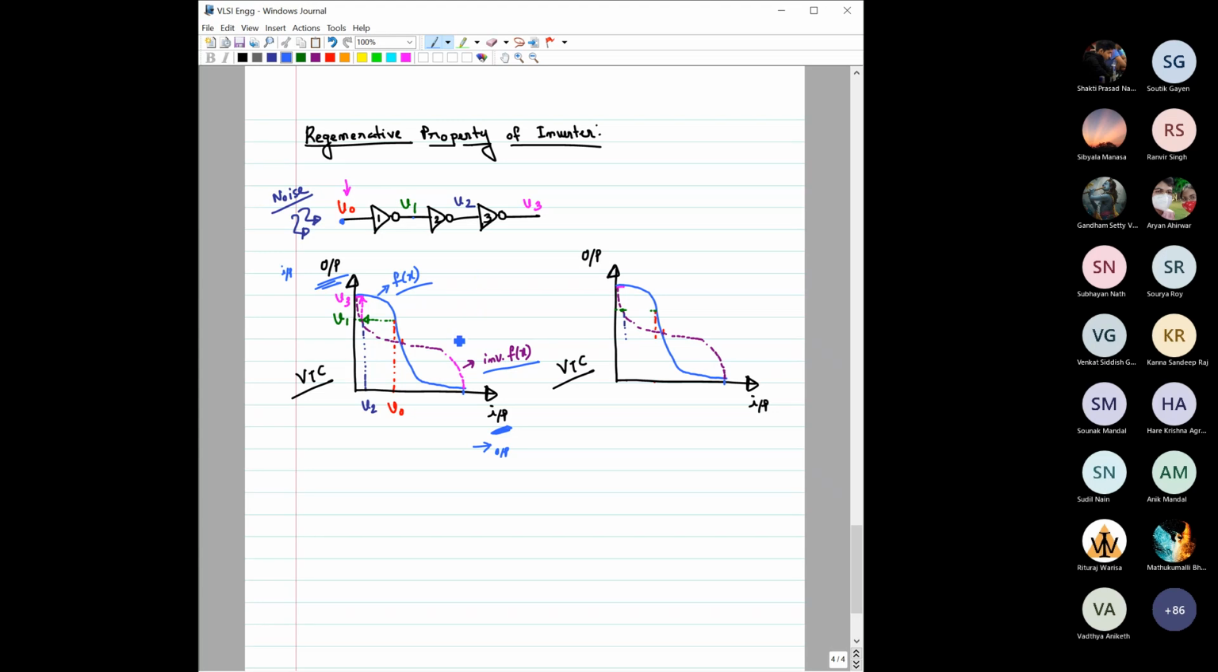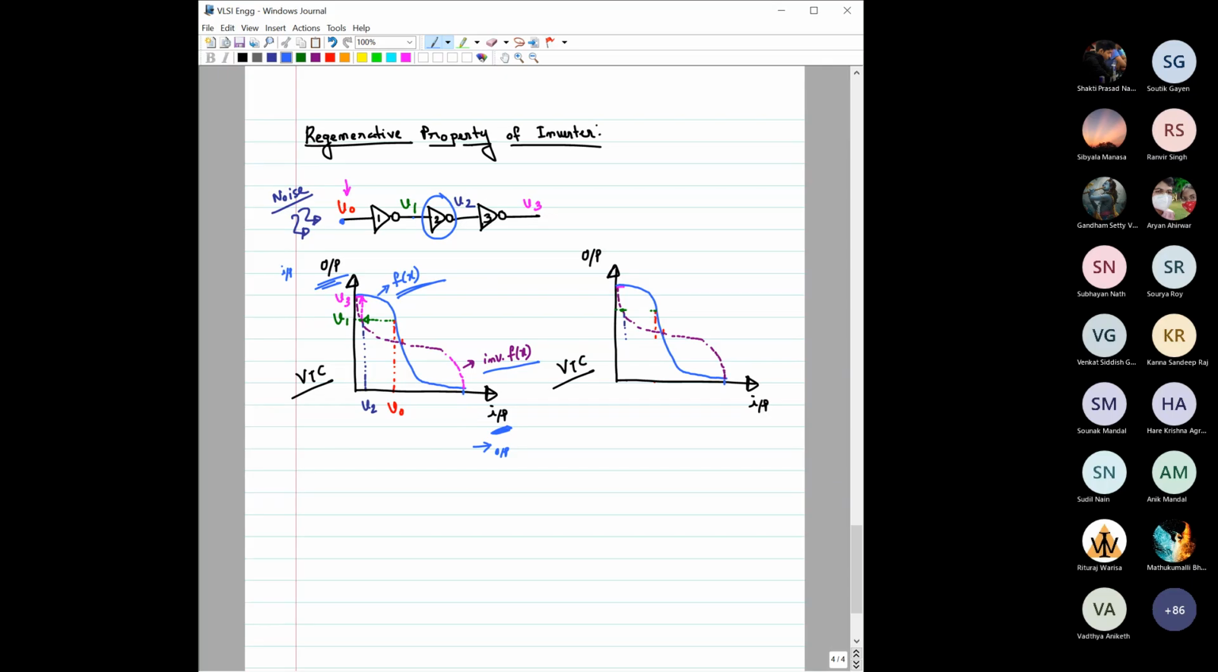Thank you. So is it clear to you that if it is f of x for this gate, then for the second gate, if I want to draw the VTC on the same plot, that VTC would look something like this? Please let me know quickly.